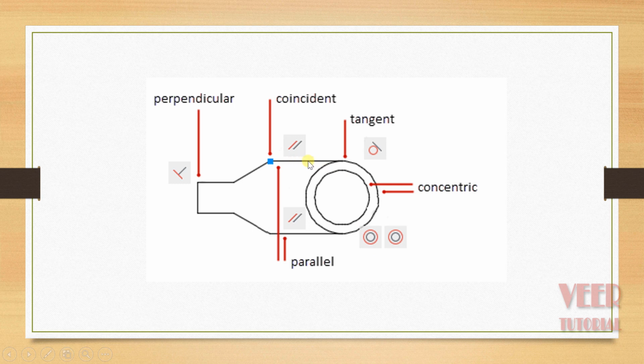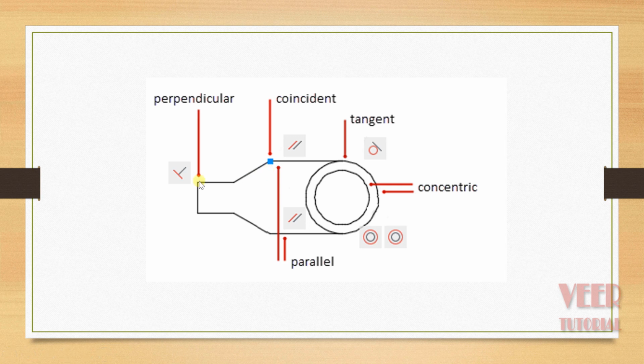Similarly, we can see we have a line and we have a circle. The line and circle are touching each other. So this property is called tangency. It is showing that this line and circle are tangent to each other, and we can see the symbol of tangency. Similarly, coincidence means when two elements touch each other. We can see these two lines are touching each other. So this is called coincidence.